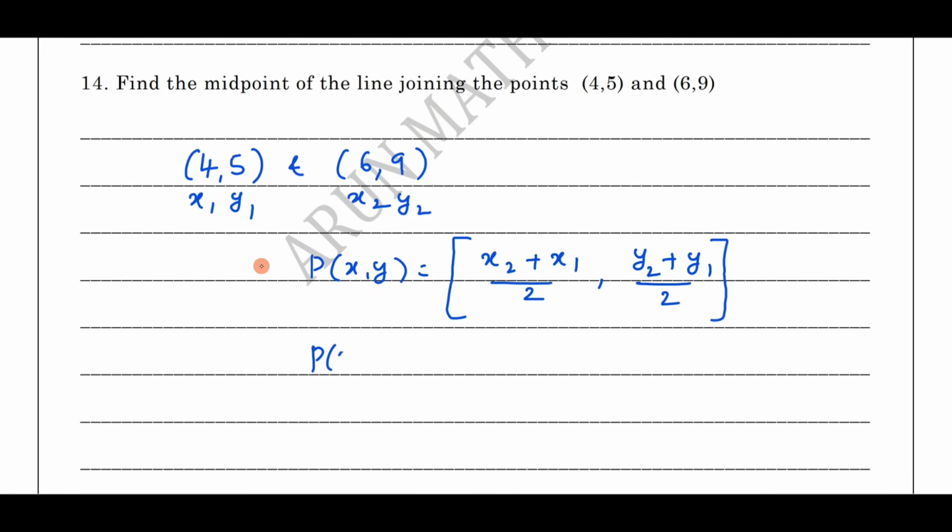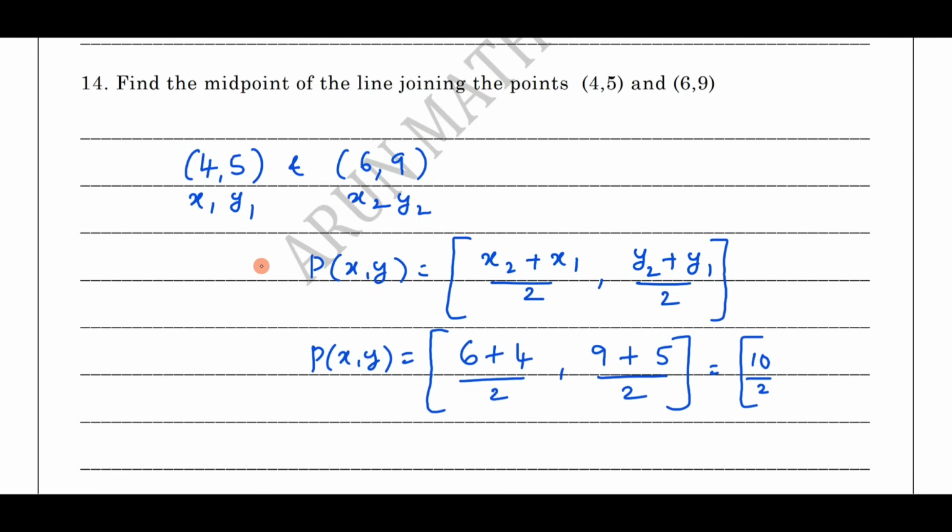Substitute. P of x comma y equals, x2 is 6, x1 is 4, by 2. y2 is 9, y1 is 5, divided by 2. What do you get? 6 plus 4 is 10 by 2 comma 9 plus 5 is 14 by 2. After dividing, we get the midpoint P of x comma y equals 10 by 2 is 5, 14 by 2 is 7. Therefore, P of x comma y equals 5 comma 7.